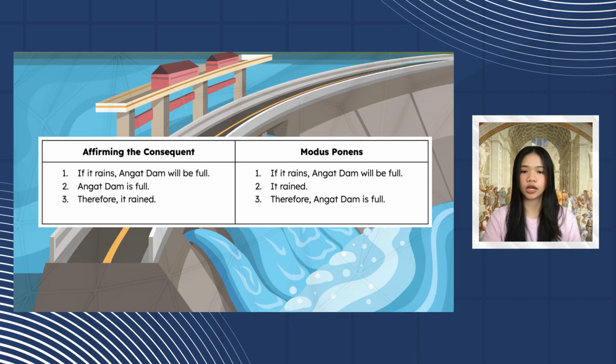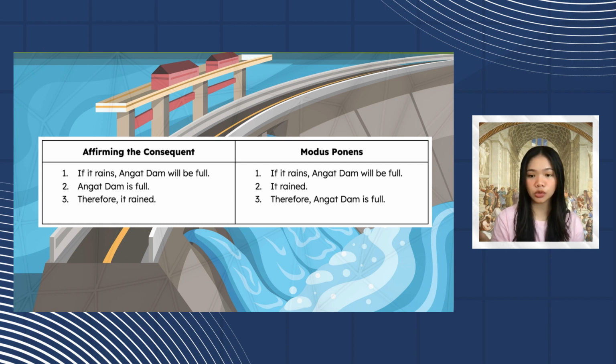If we look at both arguments closely here in our slide, we can observe that the invalid argument's conclusion, therefore it rained, is strongly supported by the true premises. However, the modus ponens, or the valid argument's conclusion, is not quite supported by these two premises. If we analyze it deeper, the intensity of the rain was not stated clearly, which keeps us from concluding that it actually filled the whole dam. But if we see that the dam is full, then we can conclude that it rained.